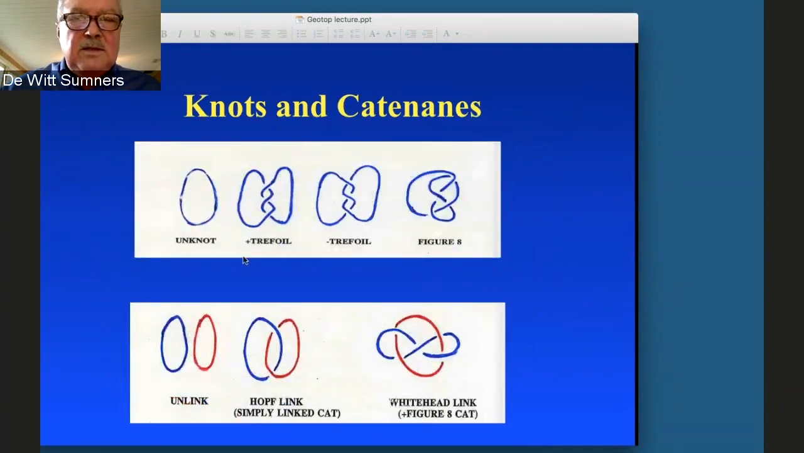Here are some knots. This is the unknot. This is the plus trefoil, the simplest knot. It's twisted in a right-handed helical fashion. This is its mirror image, the minus trefoil. And this is the figure 8 knot, a 4-crossing knot. This is the unlink. This is the Hopf link, or in chemistry, the simply linked catenane. And this is the Whitehead link, or the figure 8 catenane. And all these knots and links will turn up later on in the talk.